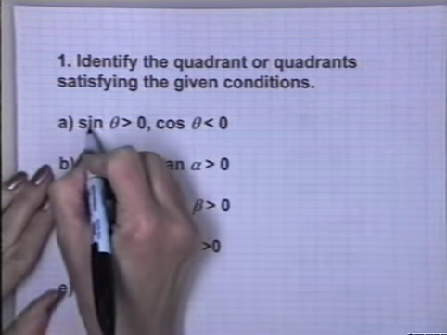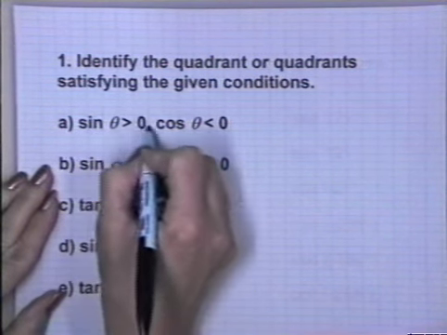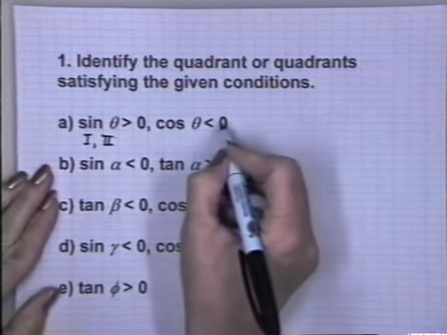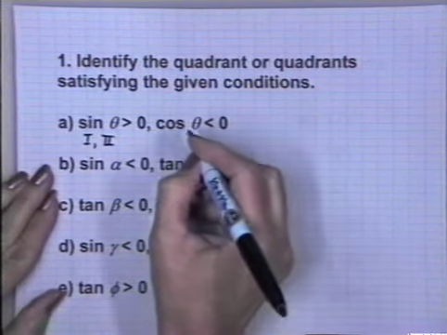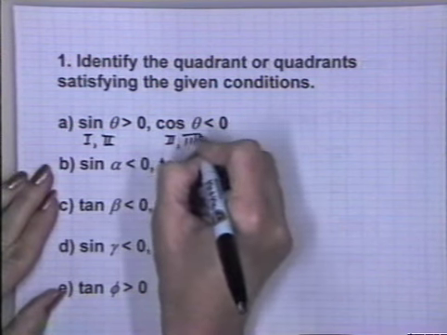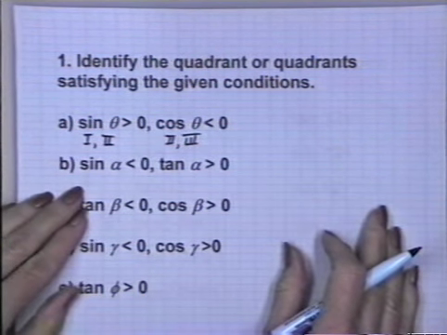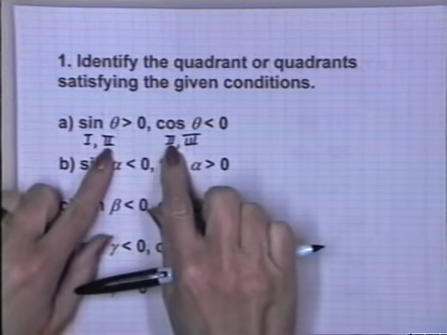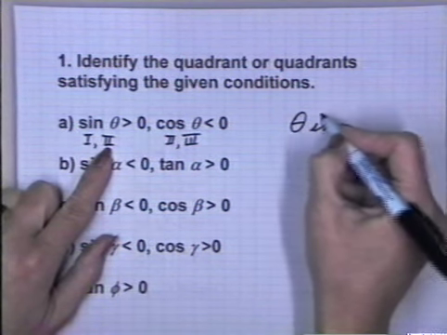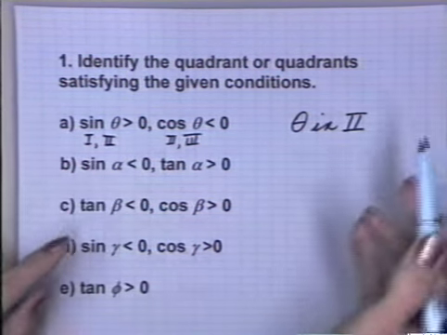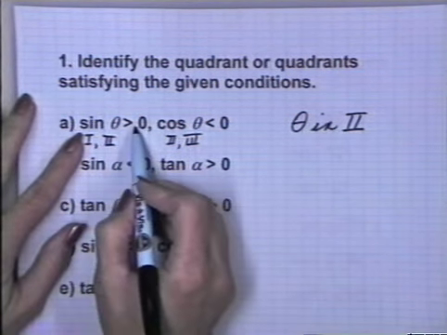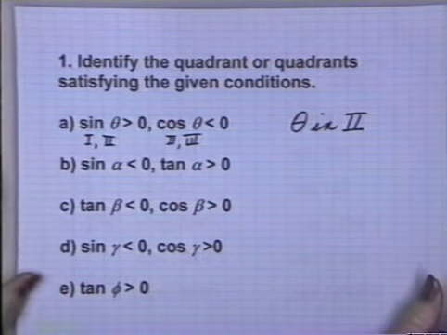Well, to do this, let's think. The sine of theta is positive in the first quadrant and the second quadrant. The cosine of theta is negative in the second quadrant and the third quadrant. So in which quadrant do both of these things occur? Well, it would be the second quadrant. Theta would be in quadrant 2, because for an angle whose terminal side was in the second quadrant, its sine would be positive and its cosine would be negative.